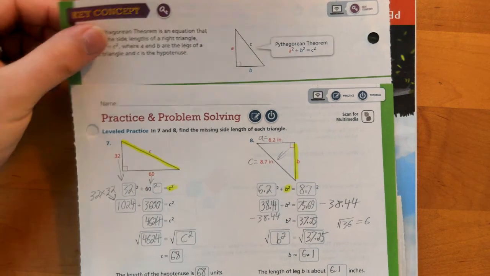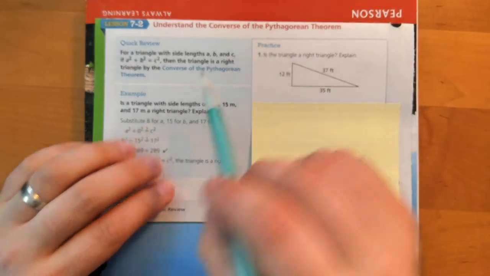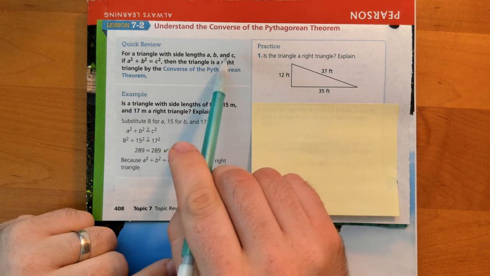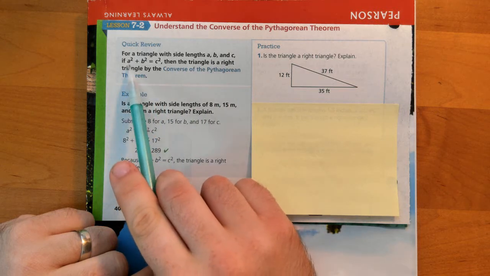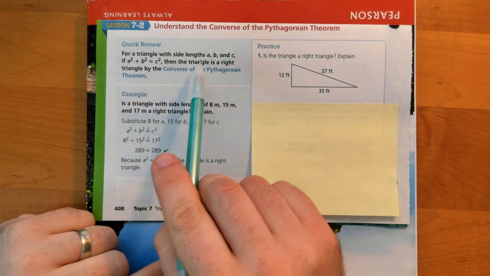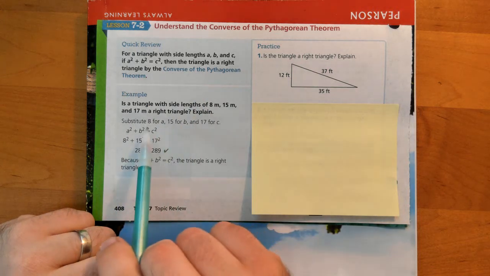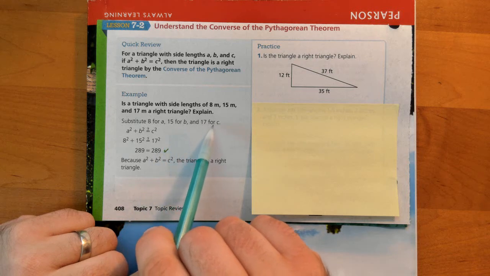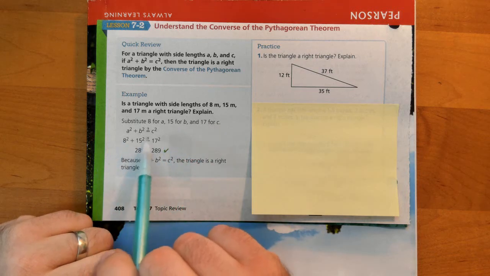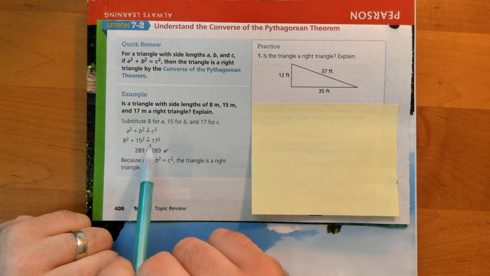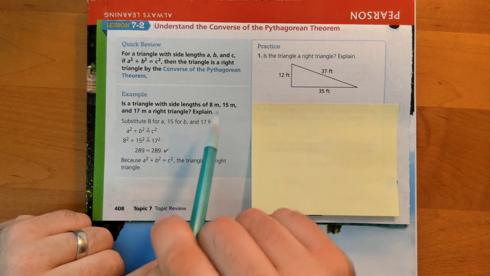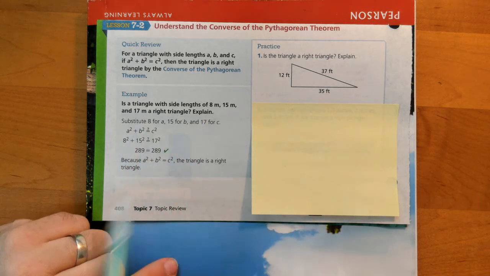Okay? Now, we're going to talk about the converse of the Pythagorean theorem. If we have side lengths a, b, and c, and if those work for our a squared plus b squared equals c squared, then the triangle is a right triangle. For instance, here they're saying we have 8 for a, 15 for b, and 17 for c. So in our Pythagorean theorem, if we plug those numbers in, we see that we get the same number on each side, so it works. So we know that these side lengths make a right triangle.